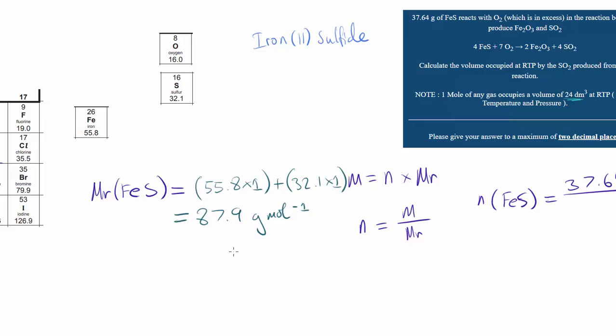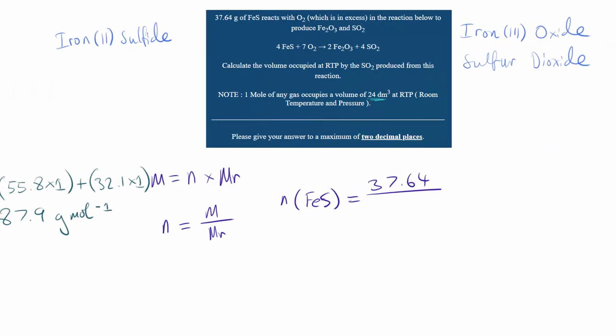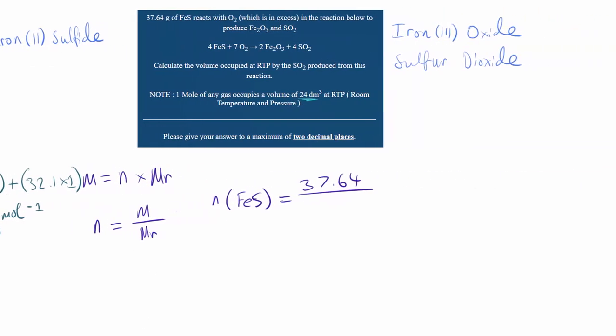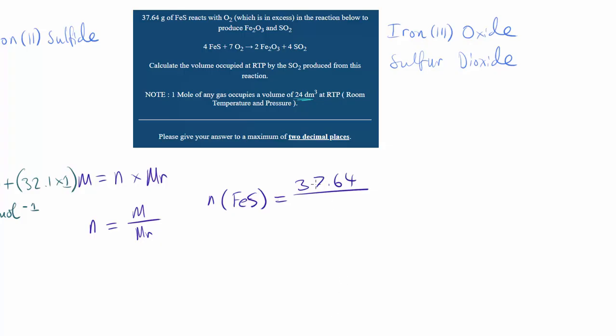Okay? Now, from that point, with the 87.9 figure, this would be the molar mass we're going to use here. So just put that in, 87.9. And so if we work this out, this is going to give us what the moles of FeS is going to be, right? So if you do have a go at working that out, I'm going to give my answer to about 7 decimal places in this instance.